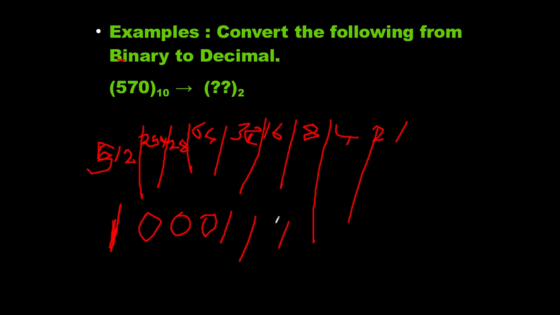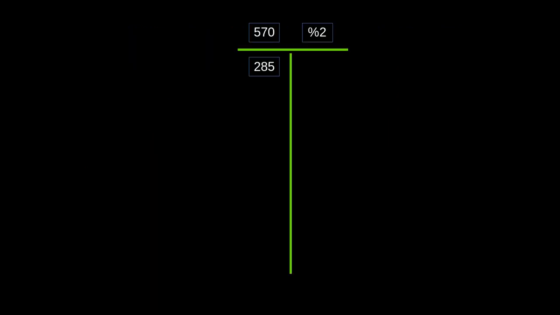Do I have an 8? Yeah, I'm left with 2. So I don't need the 4. It's going to be 0, and here I'm going to have 1. So this is the number. Remember, 1,111 and 01. Let's see if we do it the long division way.